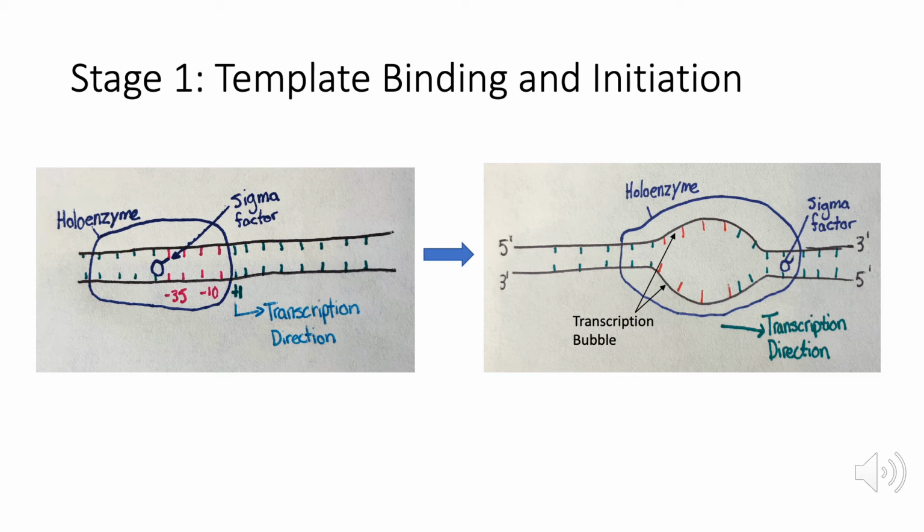Once bound, the RNA polymerase holoenzyme separates the DNA strand, providing a template strand and a coding strand, making a transcription bubble. Now that the RNA polymerase has found the promoter and begun the process, the sigma factor leaves, allowing for stage 2 to begin.